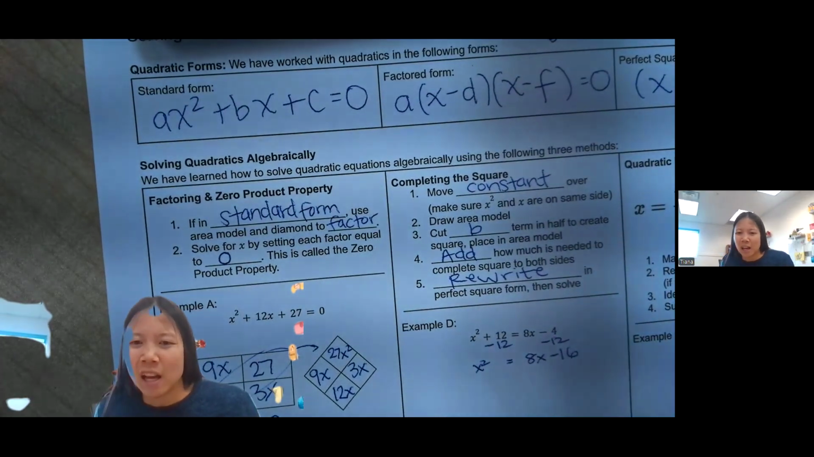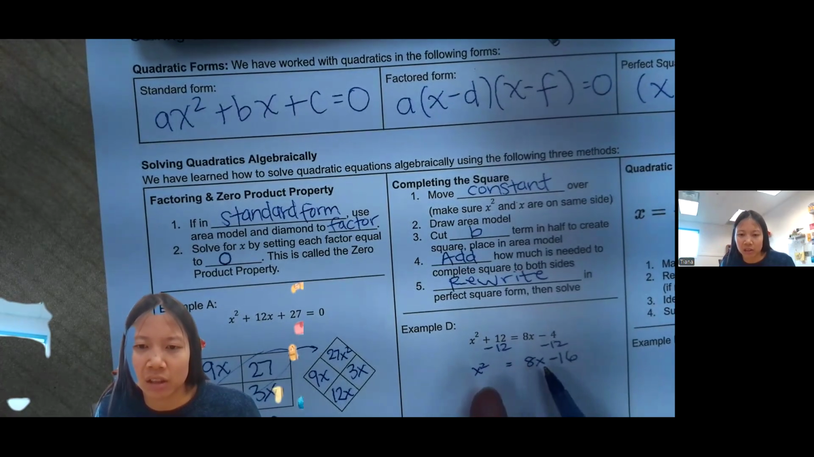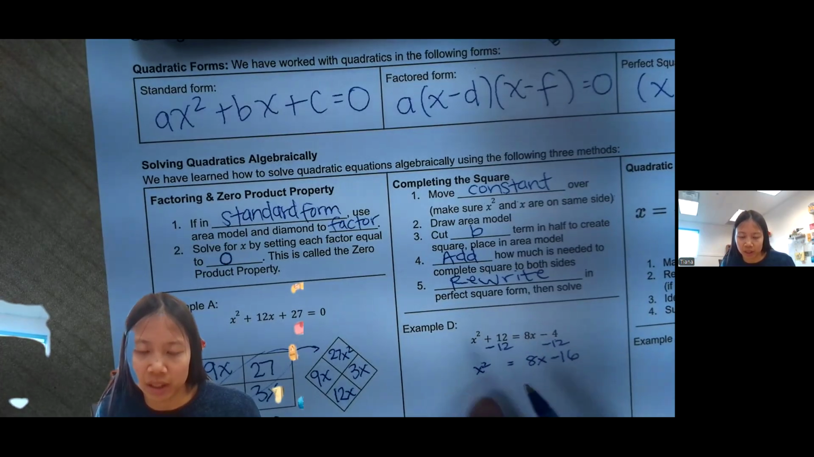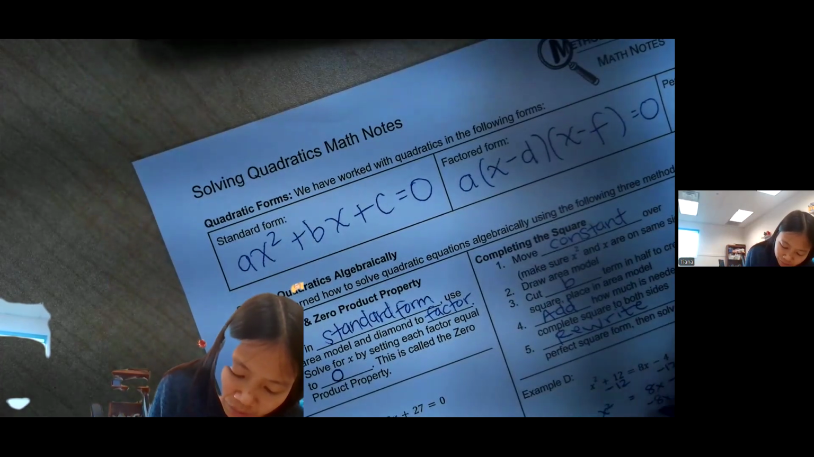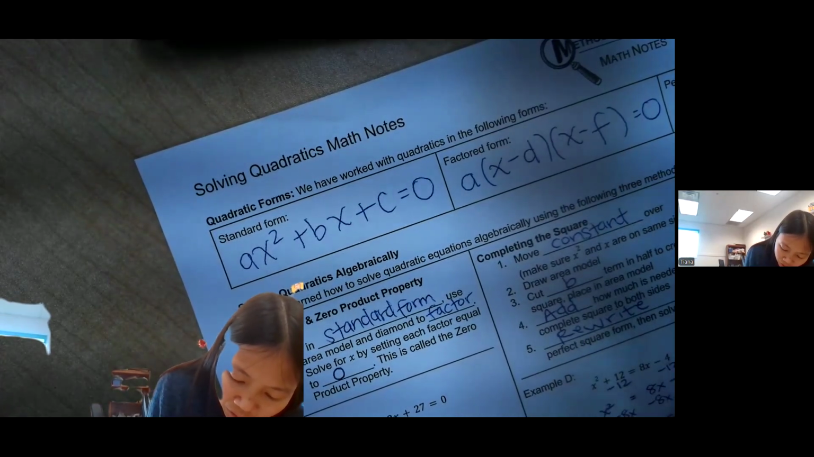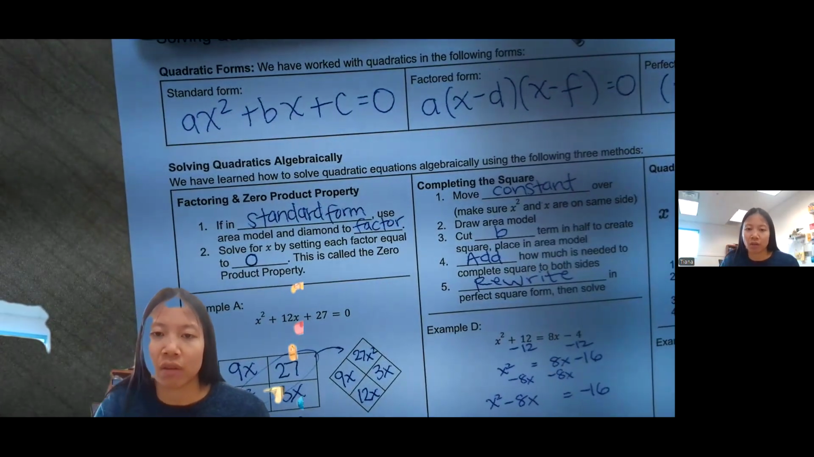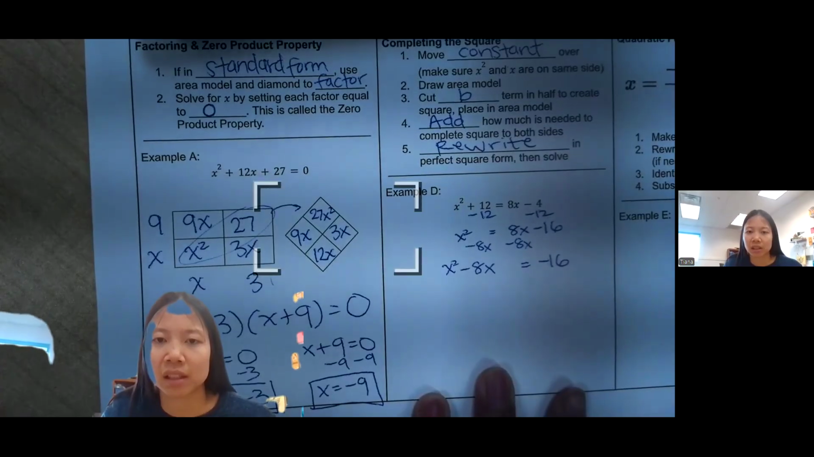Okay. I need to make sure my x squared and x are on the same side. So right now, my x squared and my x's are on different sides, so I'm going to move this 8x over here. So I'm going to subtract 8x over, subtract 8x over. Now I have x squared minus 8x equals negative 16. All right, we are ready for step 2, where we get to draw the area model. So slide this up a little bit.